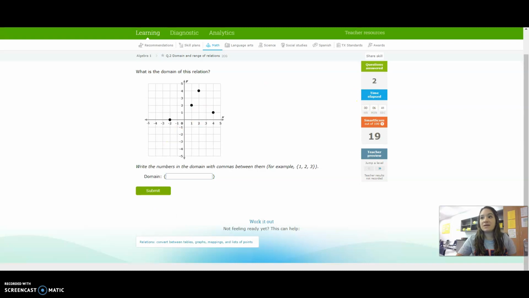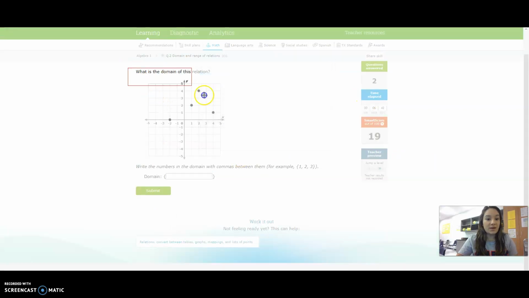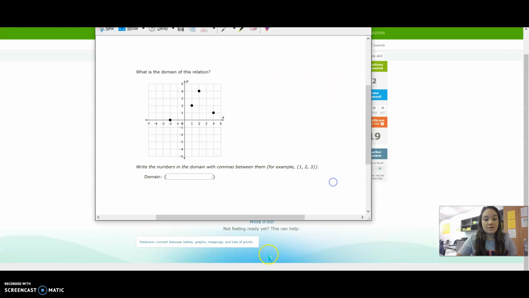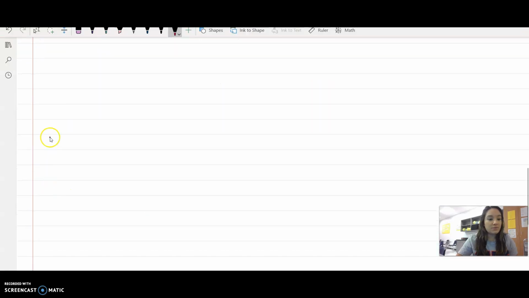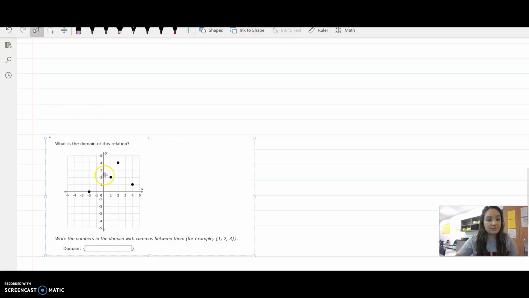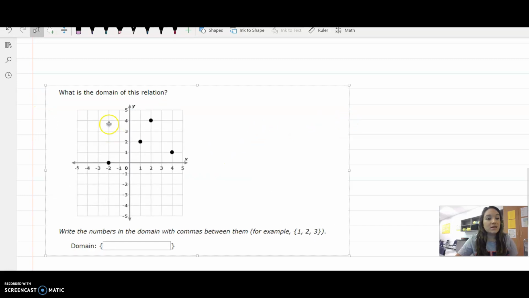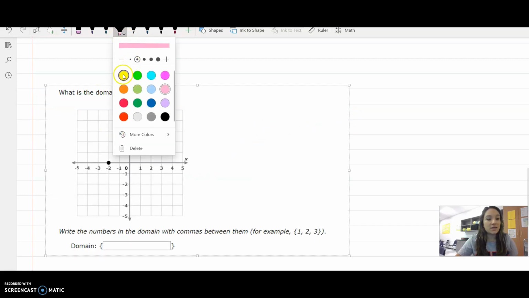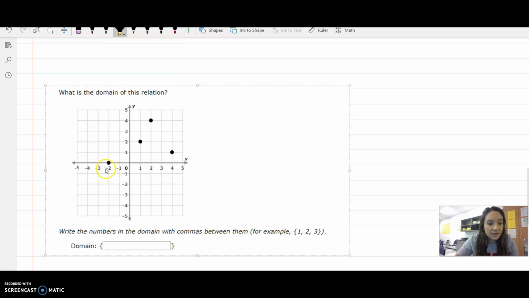So I'll take a snip of this, and then I'll jot it down and do my highlighting and things like that. So domain, remember, is our X value. So we got to look at these points. Let me change to my yellow highlighter. Okay, look, -2, 1, 2, 4, right? Because that's where my points are on the x-axis, right? We want our x values.